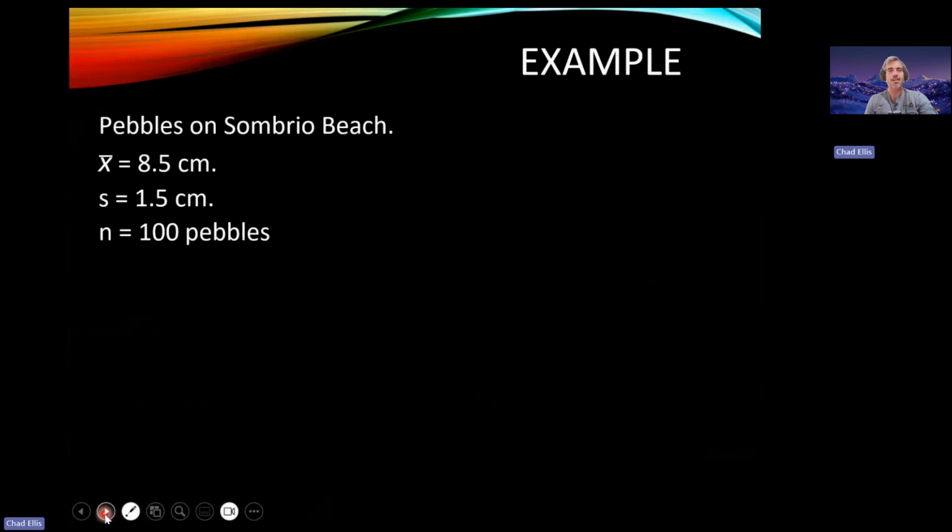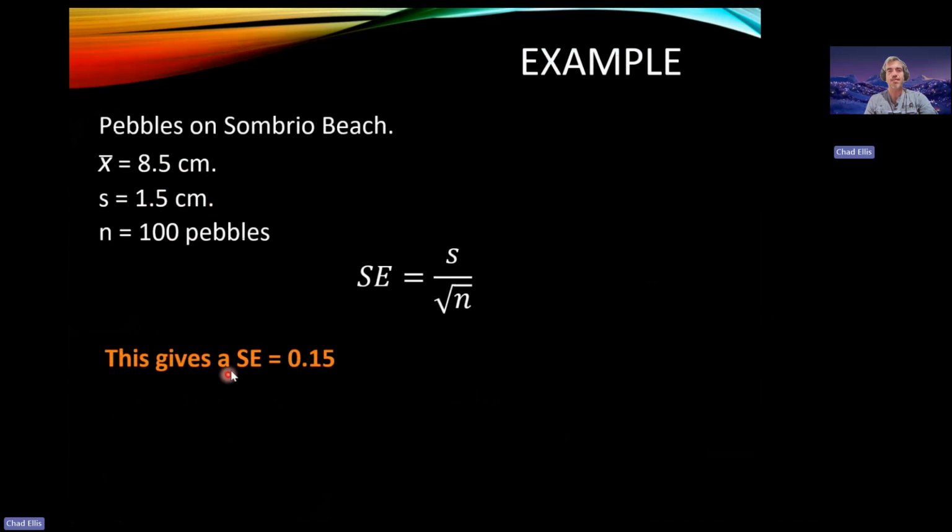So back to our data here, right? Our X bar, our mean from our sample, is 8.5 centimeters for our diameter. The sample standard deviation is 1.5 centimeters, and our sample size is 100 rocks. So we can use that data to calculate our standard error, which we're going to use to construct our confidence intervals. That gives us a standard error of 0.15.